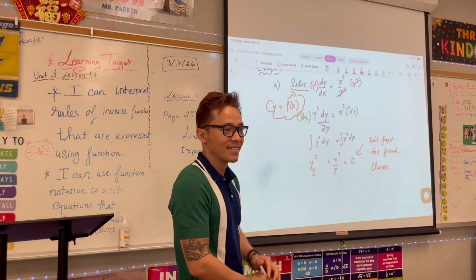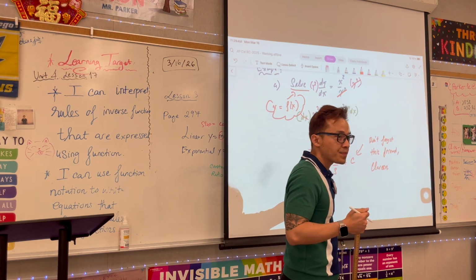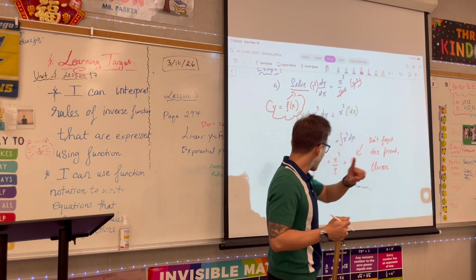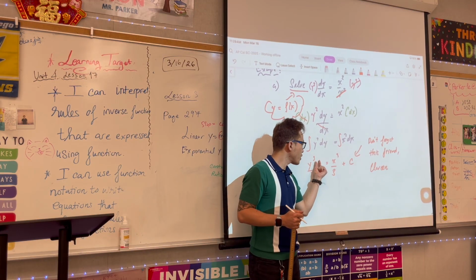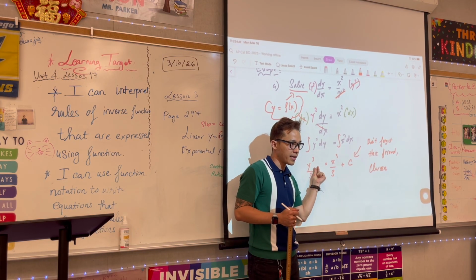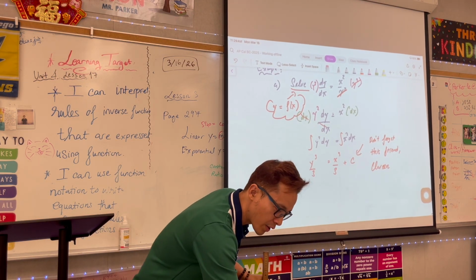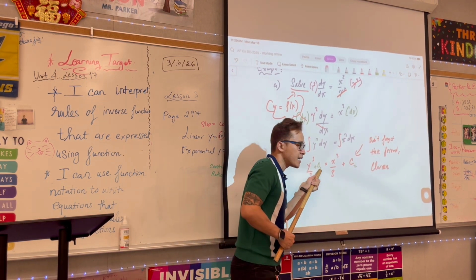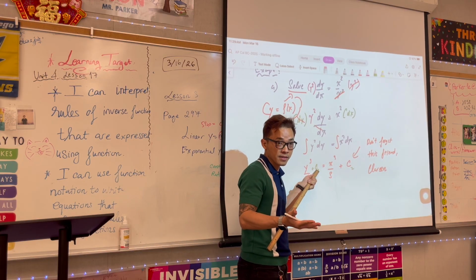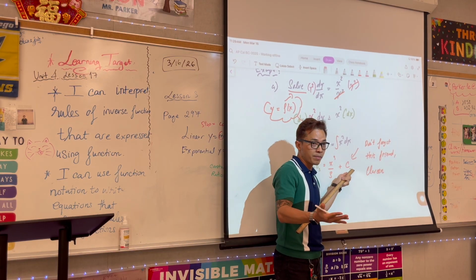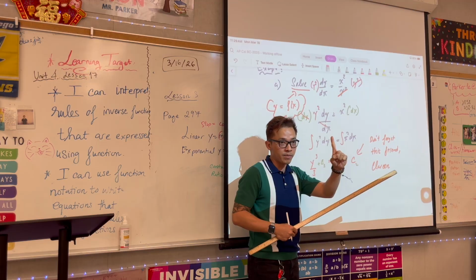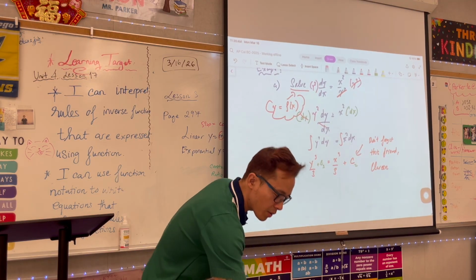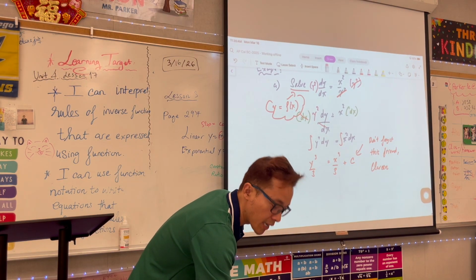A student asked, shouldn't the C go with the left side too? Good question. You should have a C1 here maybe and a C2 over here. But what is C? Some constant, some number. Can we combine the two numbers into one number? Yeah, you can, so you can just write one C.